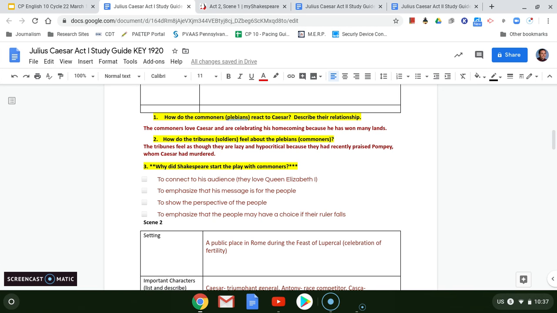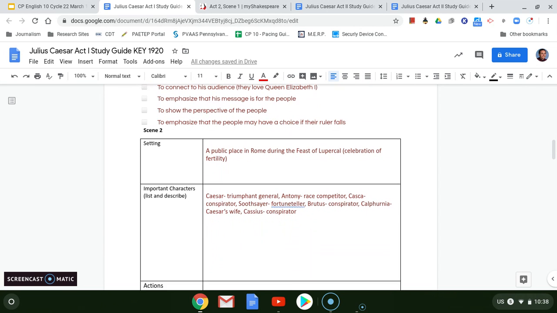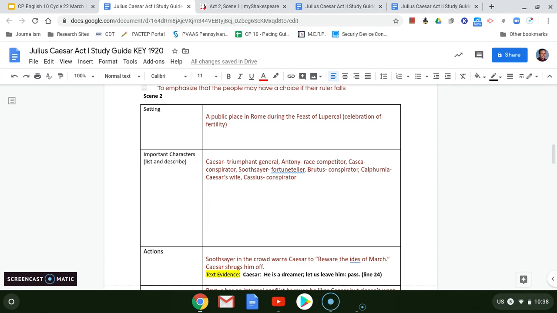All right. So Shakespeare, though, the big question, why did Shakespeare start the play with the commoners, as we talked about, connecting with his audience, emphasizing that the people have a choice? So scene 2, now we finally get into the main characters. Scene 1, those characters, you're not really going to see them again. Okay, there will be some references to the people, certainly. But here it's, again, during the Feast of Lupercal, the celebration of fertility. So you can envision lots of people, as we kind of already saw. And there's a race that's going on where there are younger people like Mark Antony running this race. They have skins, and if they touch you with the skin, then it was meant to be good luck.